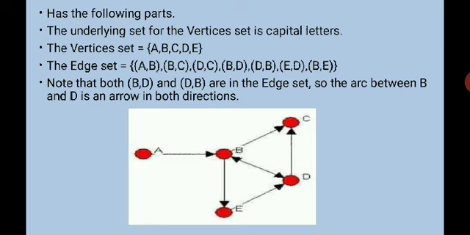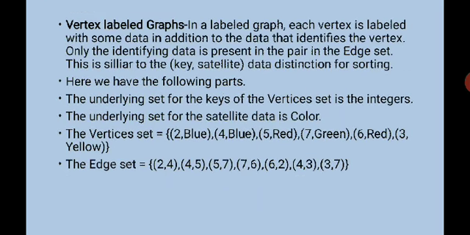Now CD is not there, you have DC, right? And you have B to D also and D to B also, so DB and BD both you have. And this you have BE, and ED you have, right? So BD and DB, this is an arrow in both directions. This is the common one, please note it down.